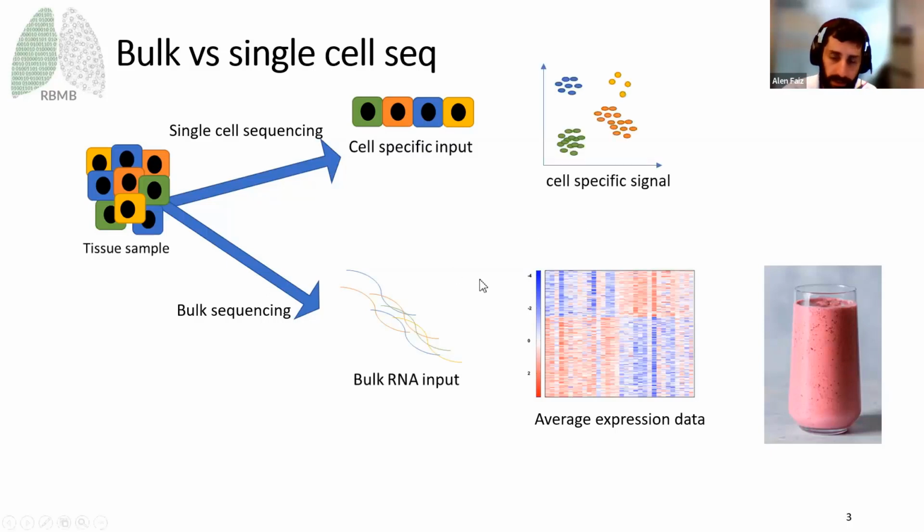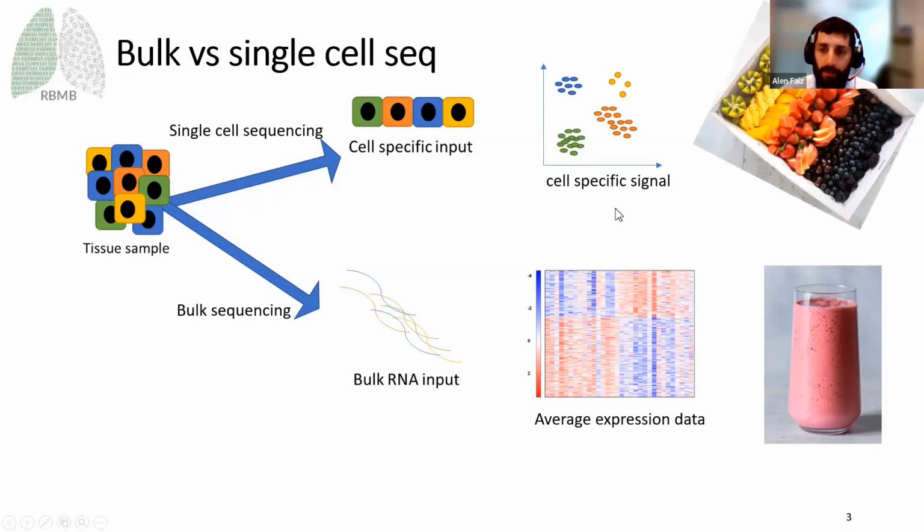Well, with single cell sequencing data, each individual cell is sequenced, and this can be thought of as a fruit platter where you actually get the expression from each individual cell, so you can identify which cells are actually expressing a particular gene.